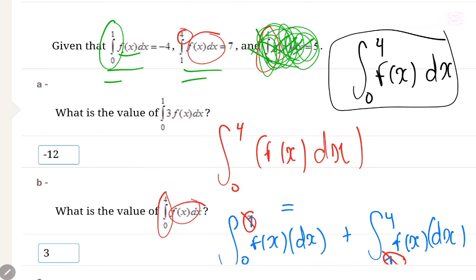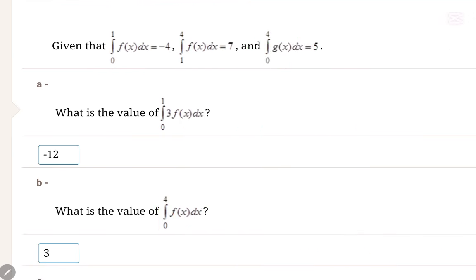And from this, I'll be able to do what? I'll be able to find its value. So what is the integration of 0 to 1 of fx dx? It's minus 4, so that's going to be minus 4 plus the integration of 4 to 1 of fx dx, or sorry, 1 to 4, that's going to be 7, so I will get my answer, which is what? I'll get my answer, which is 3.